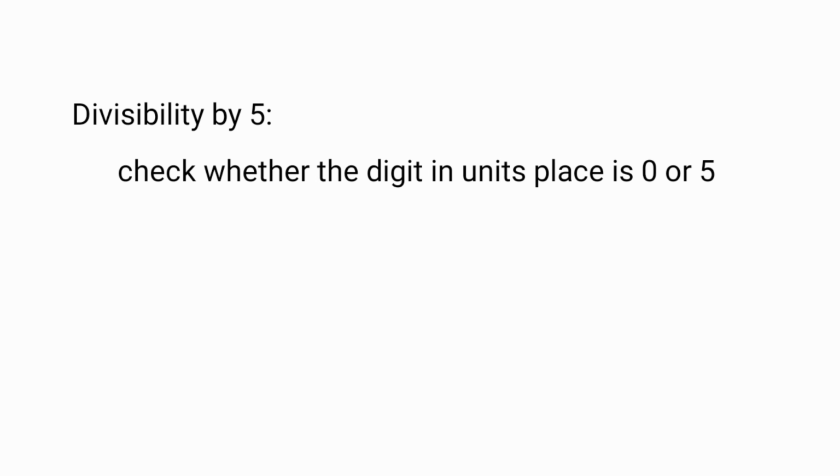Next is the test of divisibility by 5. To check whether a number is divisible by 5 or not, see the digit in the units place. If the digit in units place is either 0 or 5, then that number will be divisible by 5. Let's see some examples. First number is 4855. In this, the digit in units place is 5. So this number is divisible by 5.